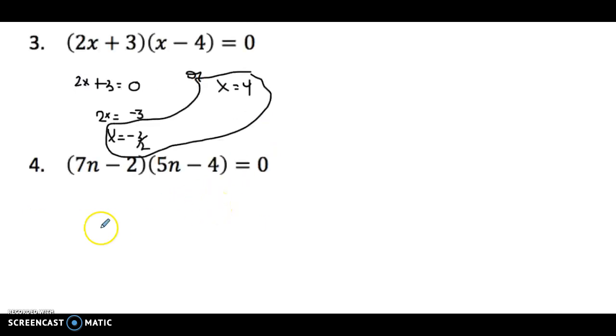Okay, on this one, when you solve for it, I want you to try to solve for it on your own. When you do, you'll get that n is equal to +2/7, or n is equal to +4/5.